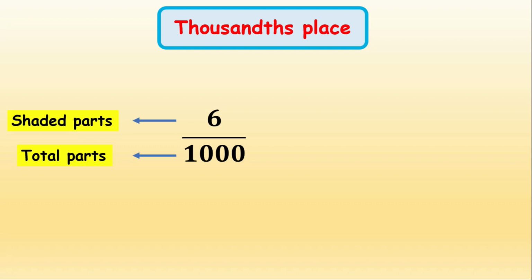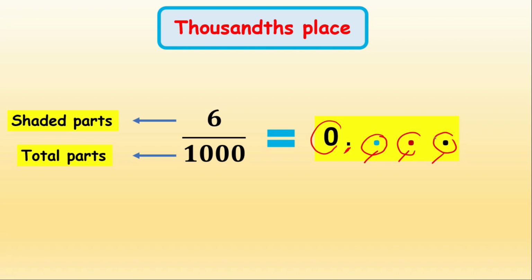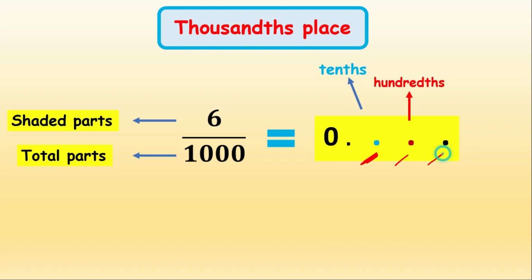Is this a fraction? How do you convert it to decimal form? The first step: you have 1000 in the denominator, so you must have 3 decimal places. 1, 2, 3. Again, 0 in the whole part and a decimal point, and then the first digit after the point, second, third one. Got it? The first number after the decimal point refers to the tenths place, the next one refers to the hundredths place, and the third one refers to the thousandths place.